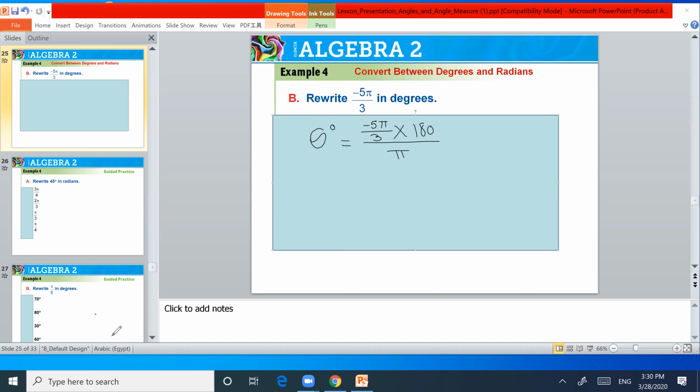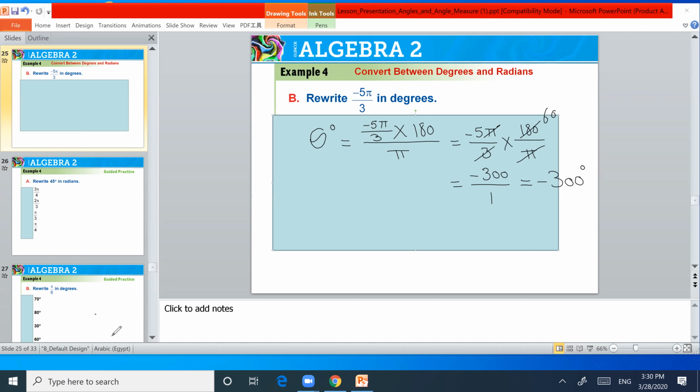I can write it negative 5 pi over 3 multiplied by 180 over pi. Now cancel pi with pi. And 180 divided by 3 equals 60. So now the down is 1, and the up is 60 times negative 5, which is negative 300. Negative 300 over 1 means negative 300 degrees.